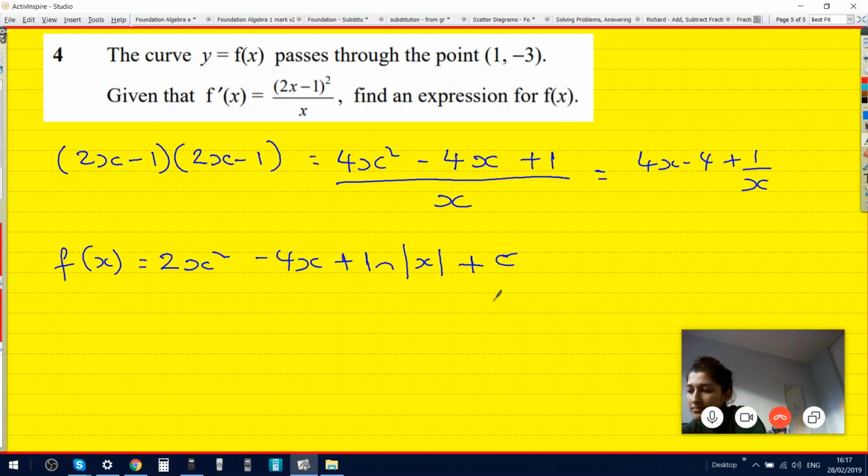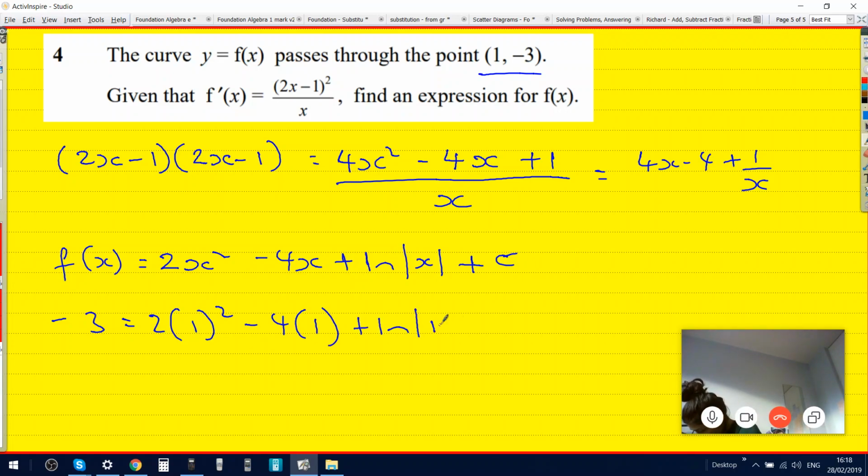How do you deal with a plus C? What number was it? The y passes through the point 1, minus 3. Oh wait, no, sorry, y is minus 3, x is 1. Oh, actually I have to work out the C. So minus 3 equals 2x squared minus 4x plus ln x plus c. x equals 1.